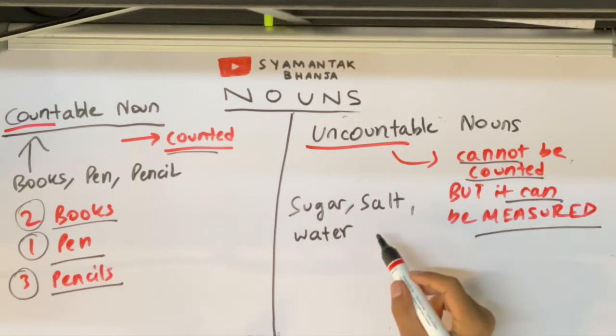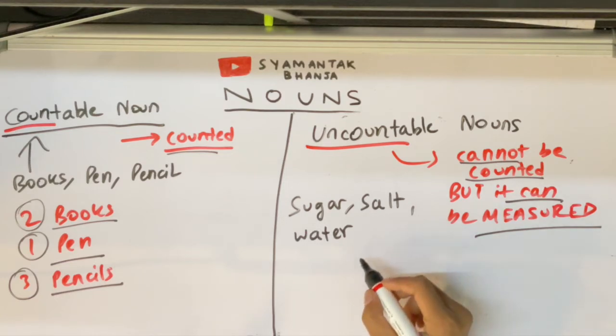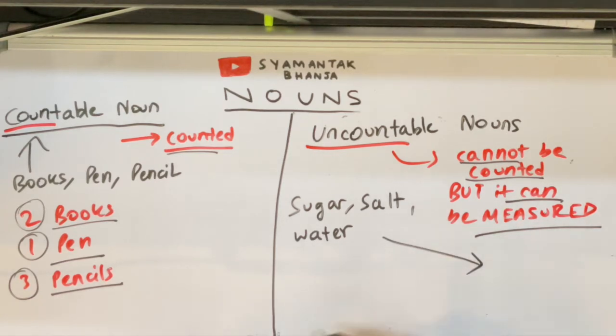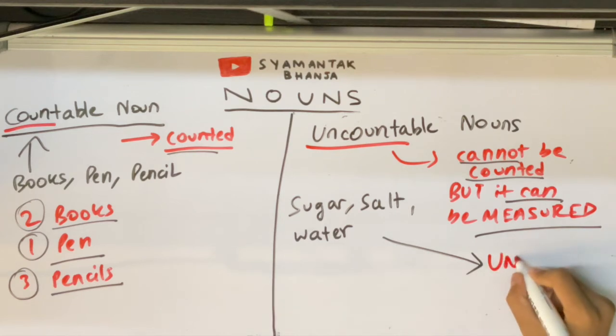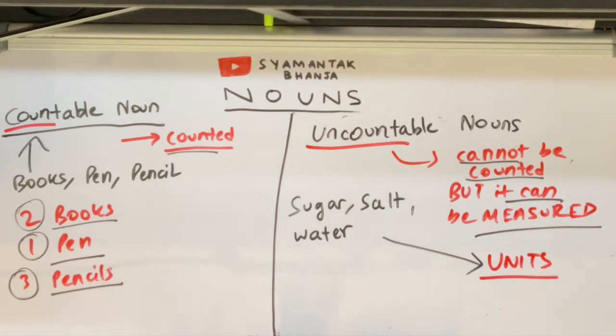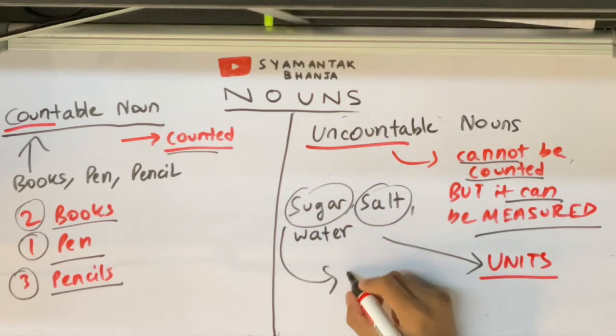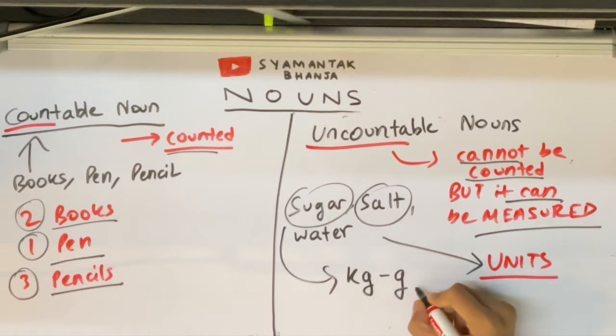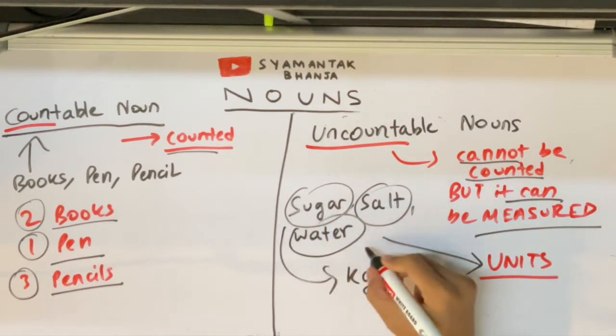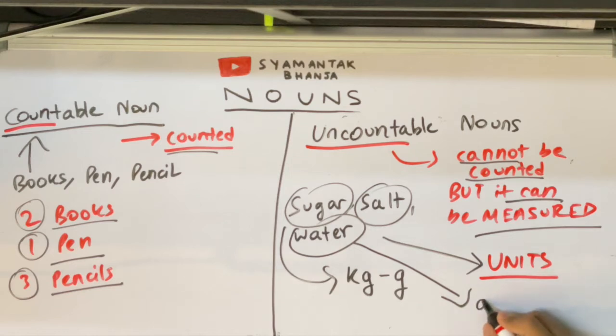You cannot say 1 water, 1 sugar, 1 salt. In these cases, what you use is units. So for example, for sugar and salt, we use kg or gram, and for water we use glass. So you use a glass of water. By using glass, now you can use numbers like 1 glass of water, 2 glasses of water. So glass is what we use.